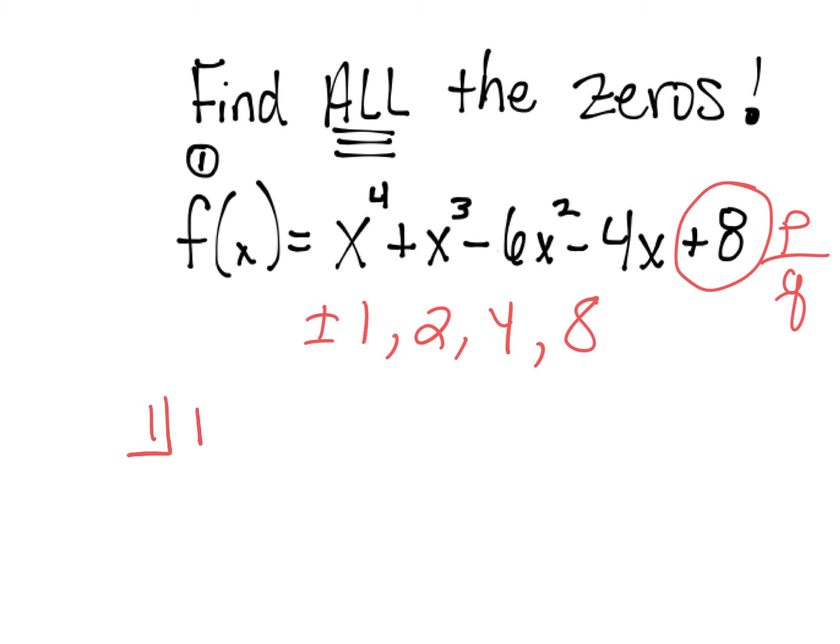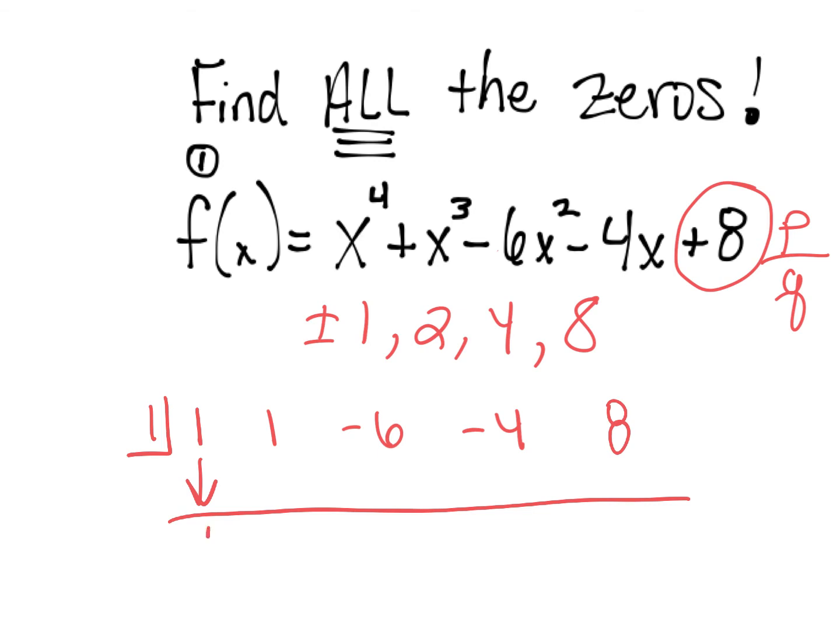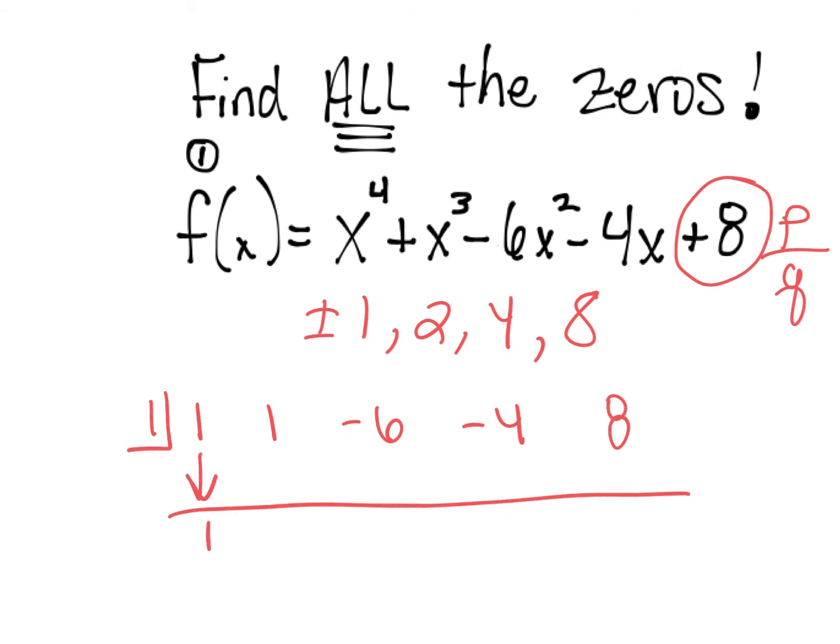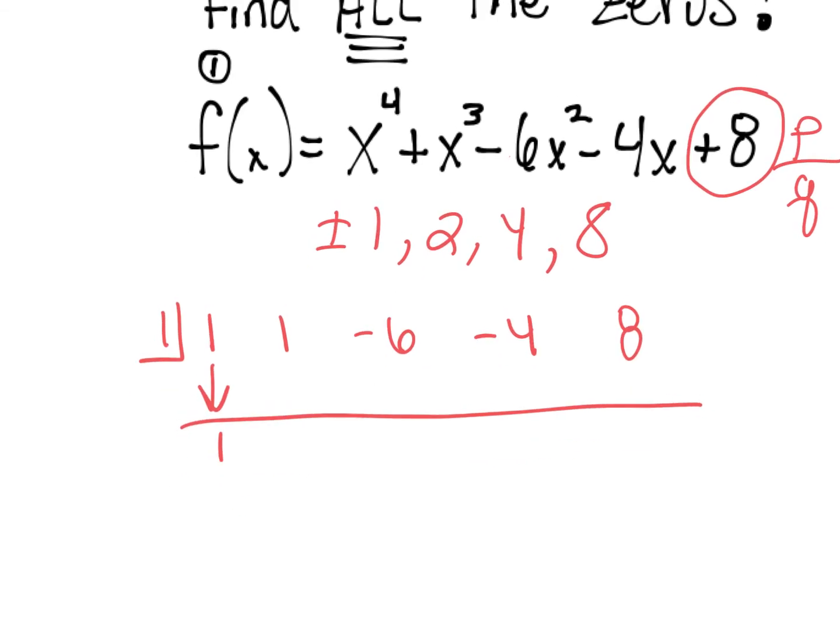Coefficients of your polynomial are 1, 1, negative 6, negative 4, and 8, right? Okay, synthetic division, bring down your 1. Go to the corner. 1 times 1 is? 1. And 1 plus 1 is? 2. Go to the corner. 2 times 1 is? 2. Negative 6 plus 2 is? Negative 4. Negative 4 times 1 is? Negative 4. Negative 4, negative 4 is? Negative 8. Negative 8 times 1 is? Negative 8. And 8 and negative 8 is?